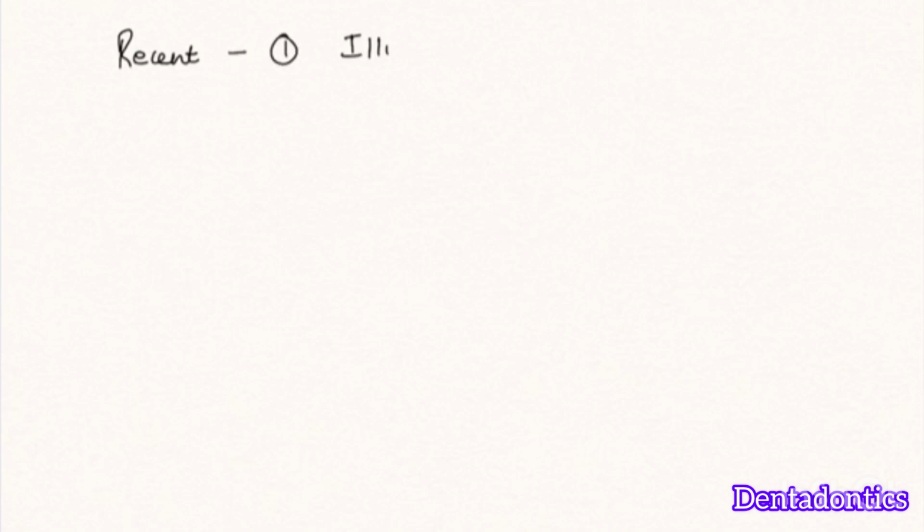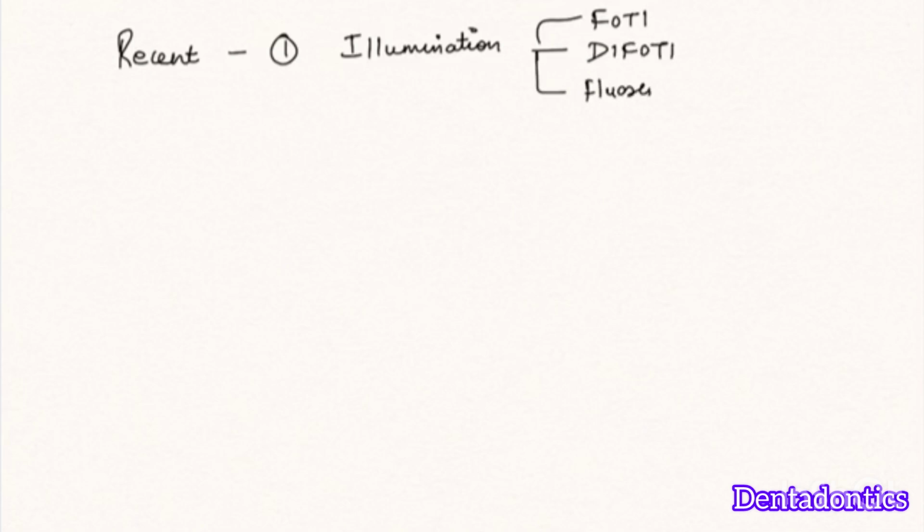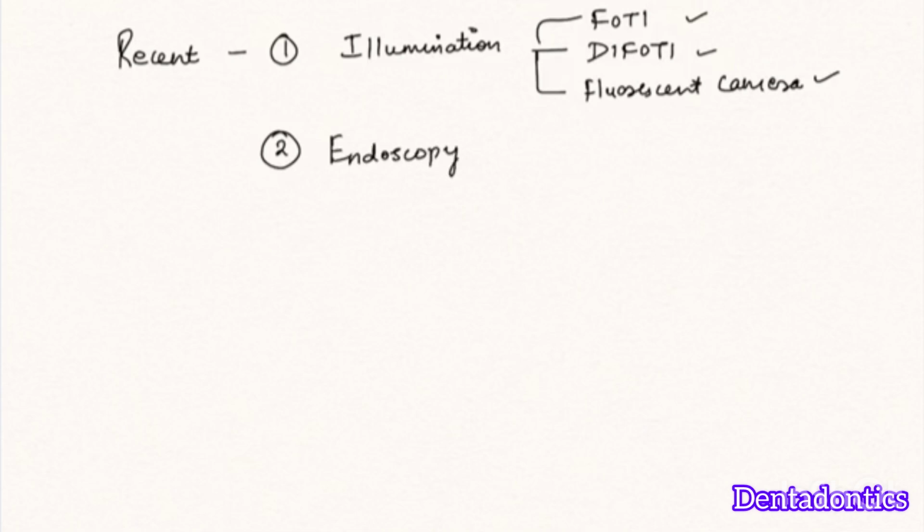In illumination, we have FOTI, that is fiber optic transillumination, then DIFOTI, digital fiber optic transillumination, in which we use a digital charge coupled device CCD camera, and then the fluorescent camera. The fluorescent camera is VistaProof, in which there are 6 blue lights and a charge coupled device. If it shows green light, then it is sound dentine or sound tooth. If it detects red, then it is the carious part. Then we have endoscopy. In endoscopy we have white light fluorescent and the videoscope.